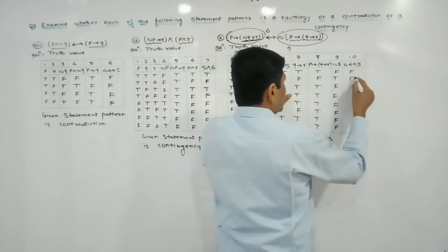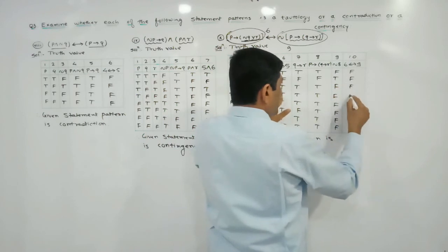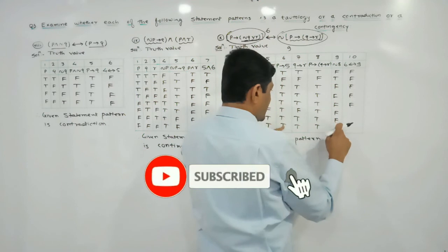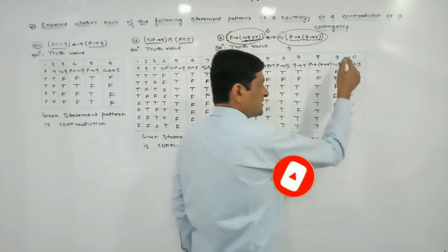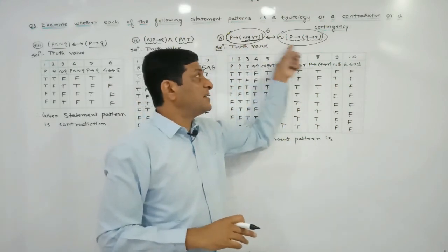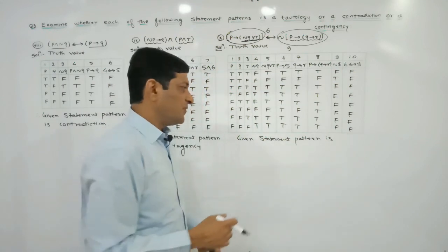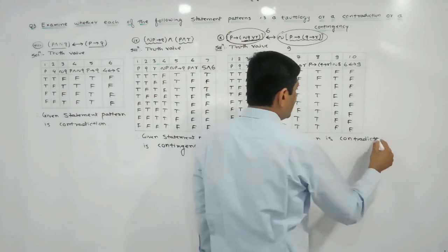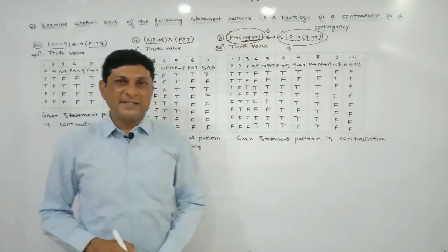Here also not identical, so false. Here also not identical, false. Not identical, false. Not identical, false. Means in each case we are getting what? False. And observing the truth value of the given statement, we can say that it is contradiction because it is always false. So given statement pattern is what? Contradiction. In this way we have completed all the examples from this exercise.